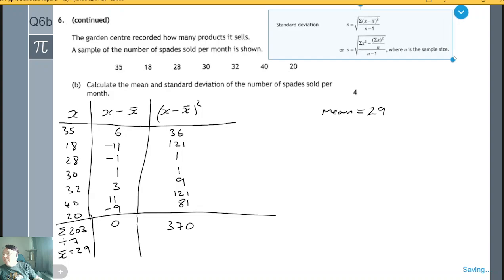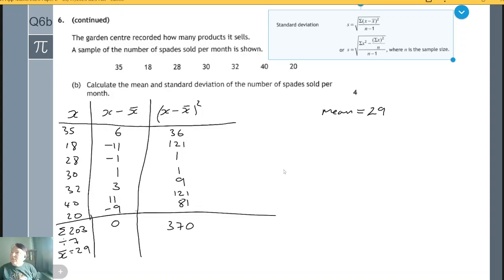Okay. So I prefer using the top one. If you prefer using the bottom one, that's up to you, whichever one you're more comfortable with. But this 370 is the sum of all my x minus x bar squared. So it is the top row of my standard deviation formula.